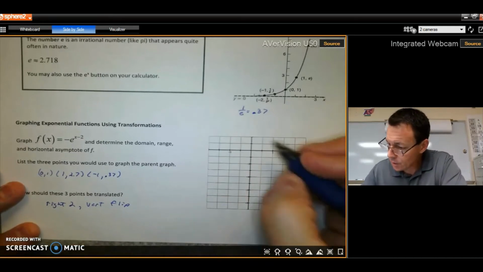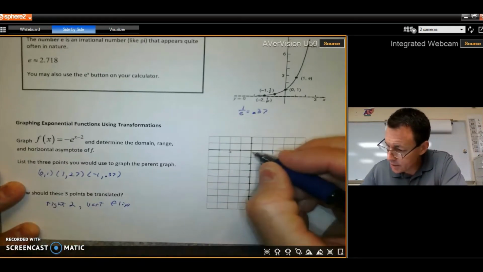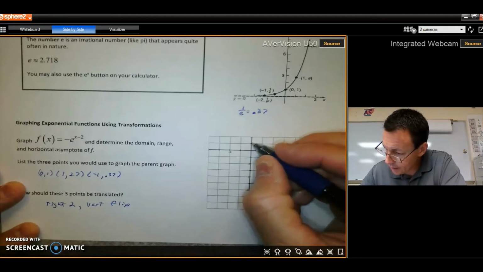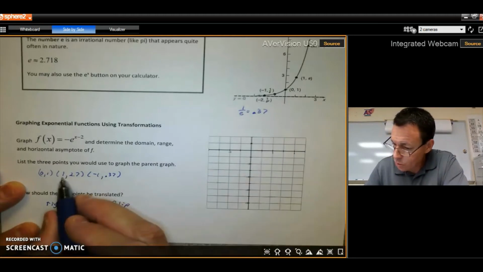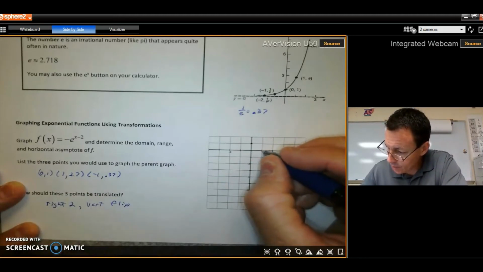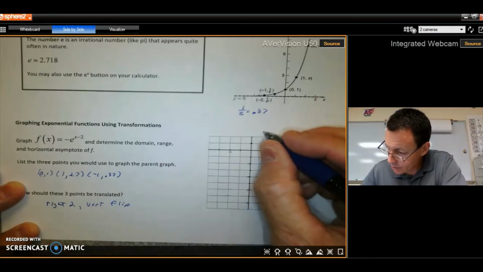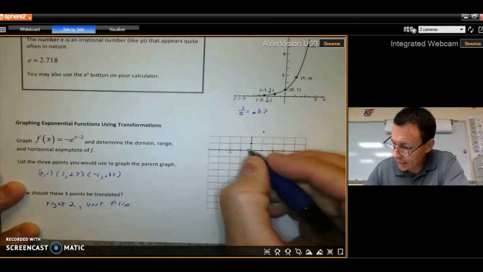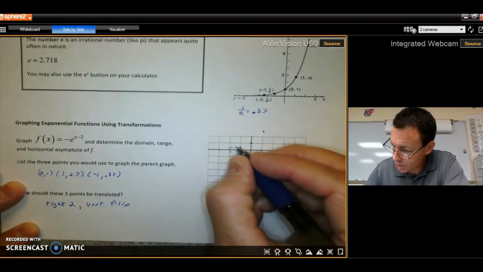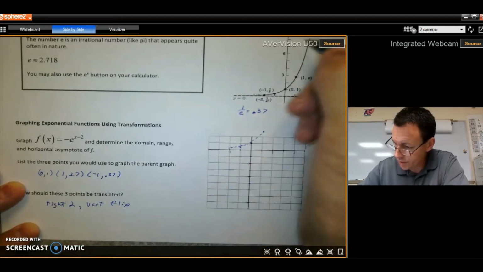Okay, so like this point right here, 0, 1. 0, 1 would normally be right here. Okay, 1, 2.7. Now this is going to go off the board. 1, 2, and then about 2.7. And then negative 1, 0.37. So here's my starting graph, which is what this one looks like.